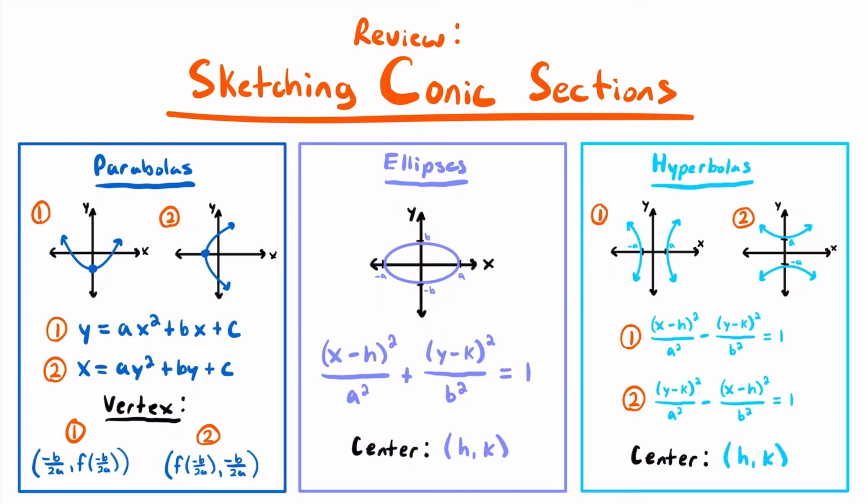At least they would be the intercepts if the ellipse is centered at the origin. If it's not centered at the origin, then a and b just tell you how far from the center the ellipse stretches in the x and y direction. Okay, and so those are ellipses.